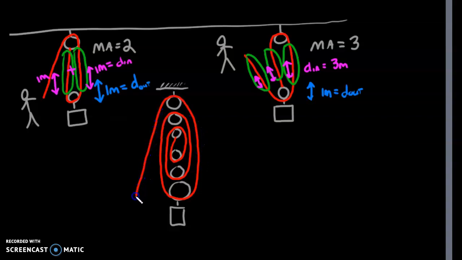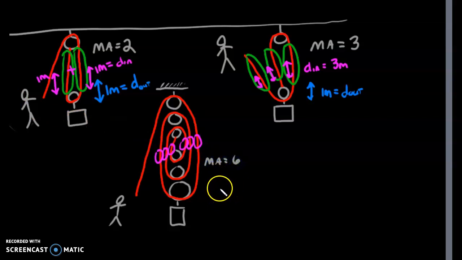okay, so I get to stand down here on the ground, pulling on this rope here to help my object move, but I get the help of 1, 2, 3, 4, 5, 6 ropes helping me pull up. Okay, so I get a lot more mechanical advantage, with the mechanical advantage of 6.